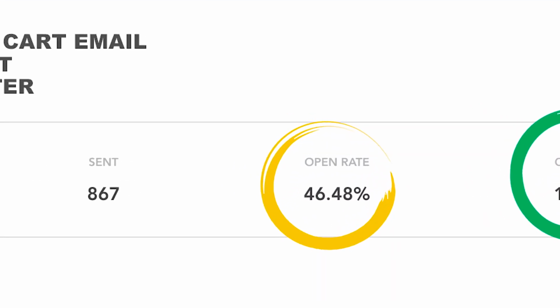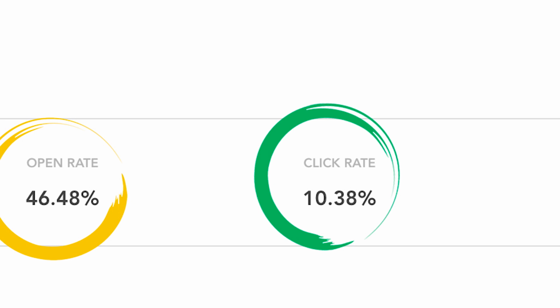You can see that the open rate is 46.48%. It's almost a 50% open rate. That means that out of 800 people we sent it to, 400 opened it. Those are amazing numbers. And you can see that the click rate is 10.38%. The conversion is 33%. That means that a third of all the people that we sent this email to, not those who opened or clicked, a third of the people who we sent this email made a sale.